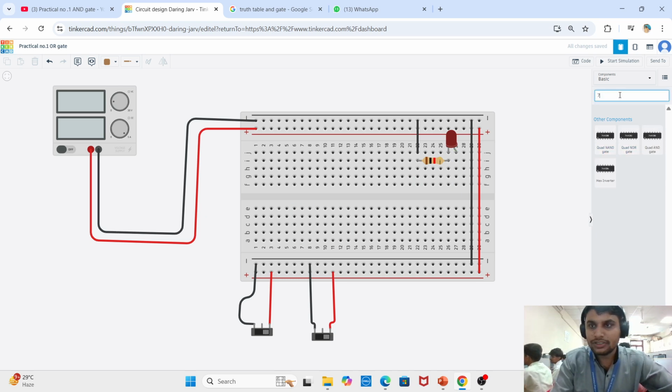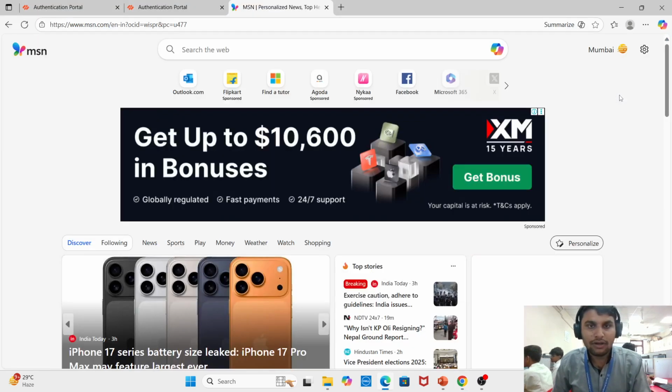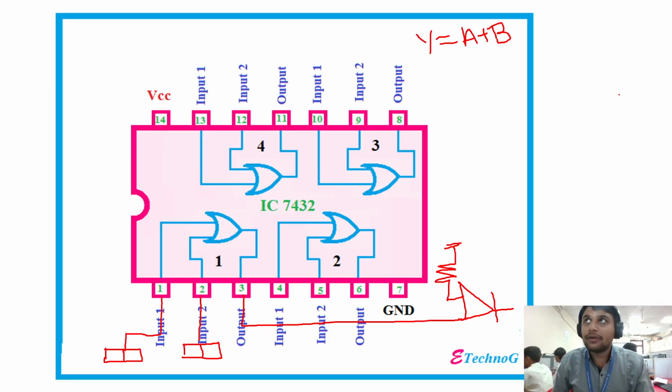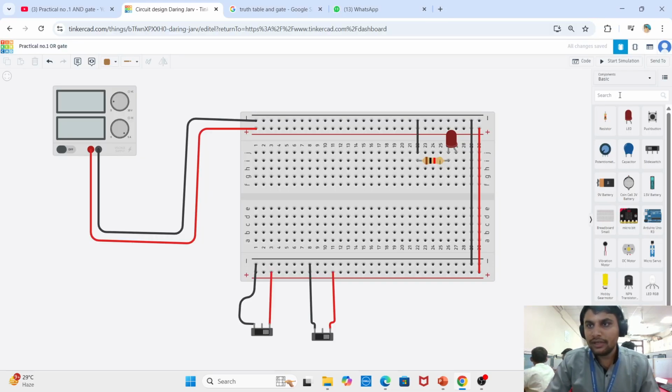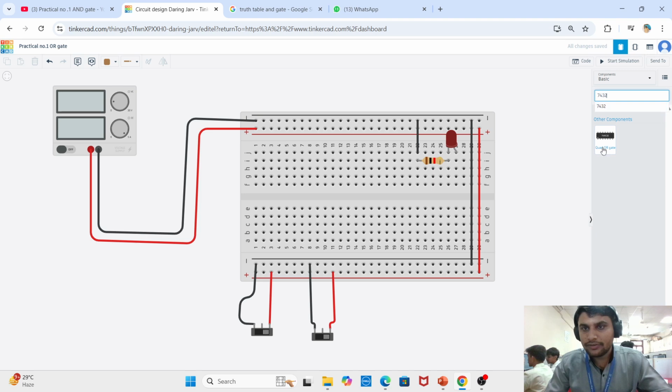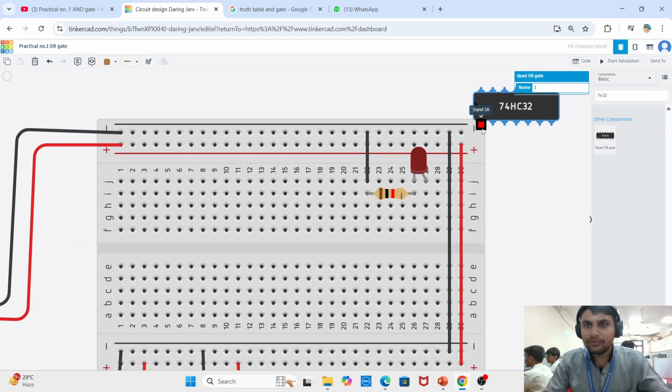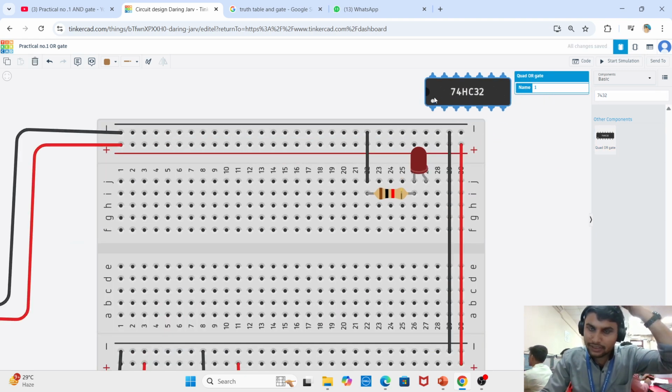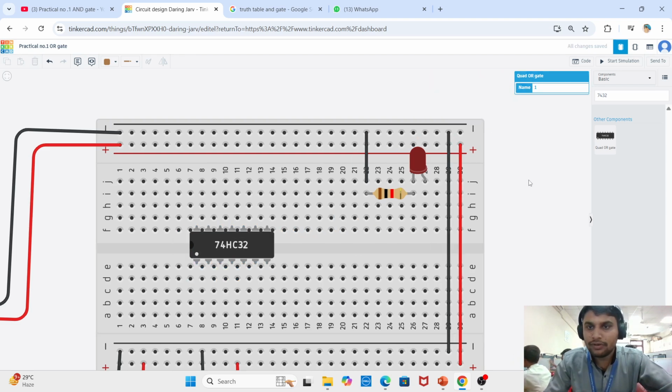Now I will search for the IC number of the OR gate. The IC number of the OR gate is 7432. So search here for IC number 7432. That is your OR gate. Always remember the white color notch: pin number one, pin number two, pin number three, four, five, six. Connect it into the breadboard.